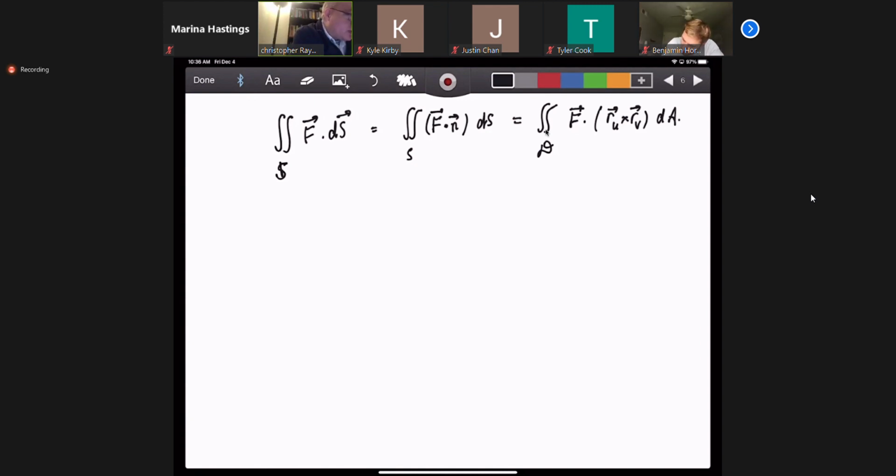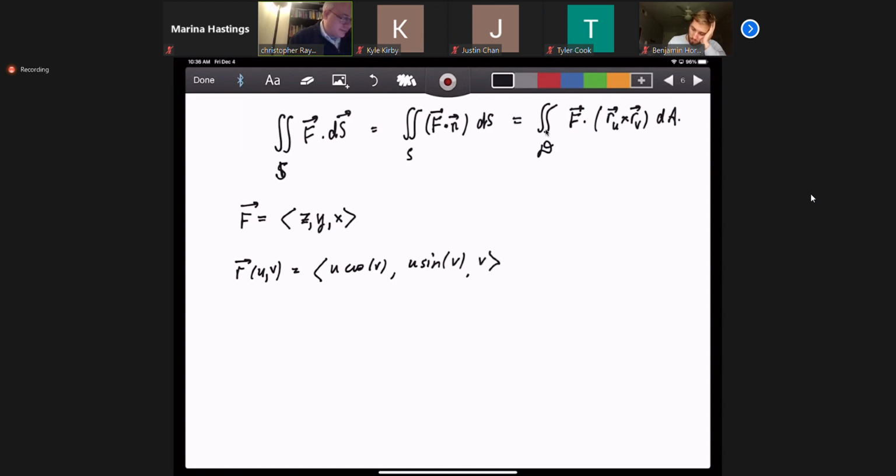All right, so you want to remember what was our F? F had components Z sine Y X. Our equation that gives the surface was this. And then there was a V at the end. So this is our X, this is our Y, this is our Z.